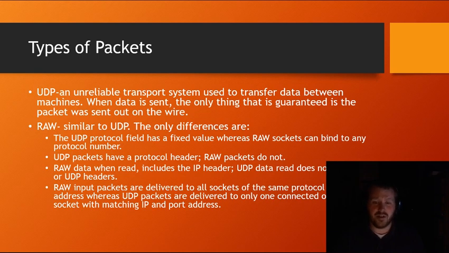There's a few differences though. A UDP protocol field has a fixed value where raw sockets can bind to any protocol number. UDP packets have protocol header. Raw packets do not. Raw data, when read, includes the IP header, but UDP data does not include IP or UDP headers. Raw input packets are delivered to all sockets of the same protocol type and IP addresses, where UDP packets are delivered to only one connected or listener socket, matching IP and port addresses. So they're similar, but there's a few protocol differences between the two types of packets.